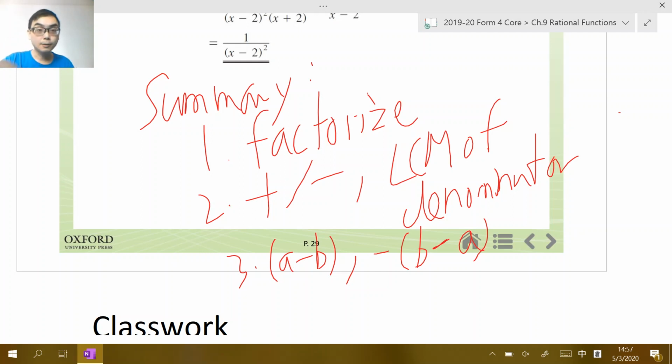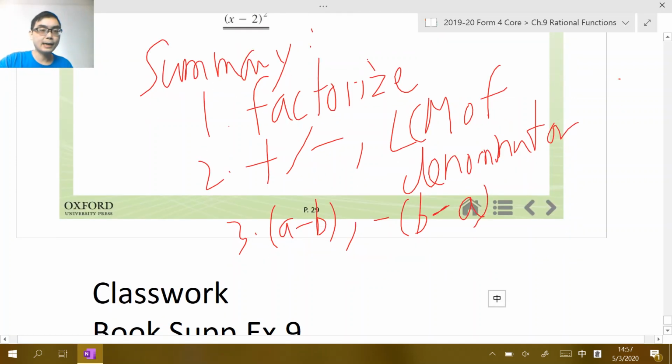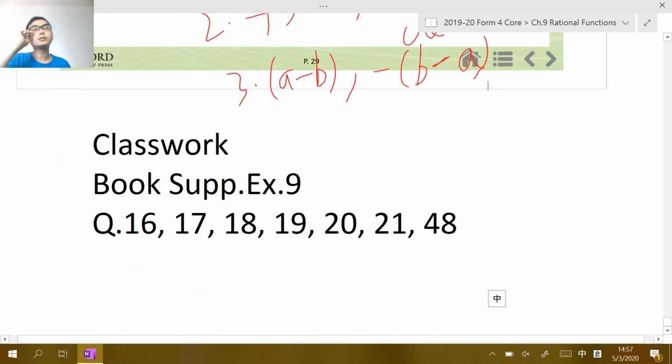On Wednesday, there will be an online lesson for you. In the Wednesday online lesson, we may go through the classwork we gave you from this week or last week. That means we will go through all the classwork of this chapter. Here will be the last classwork for this chapter.